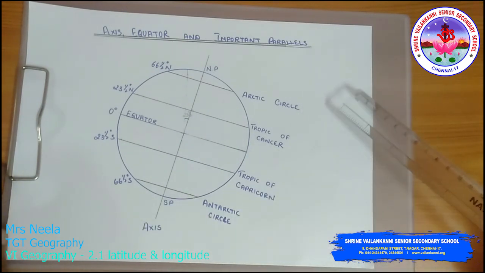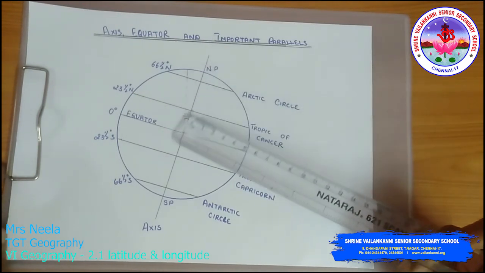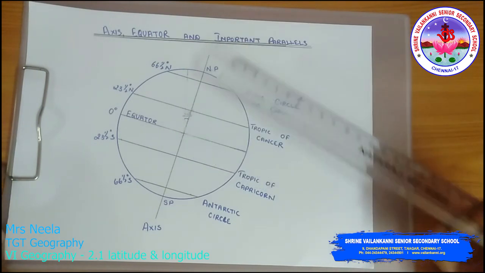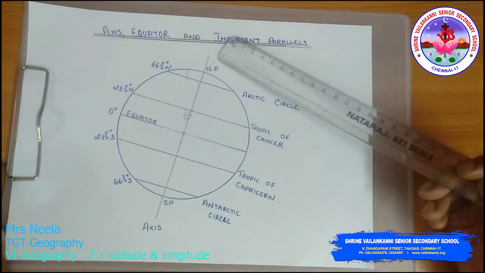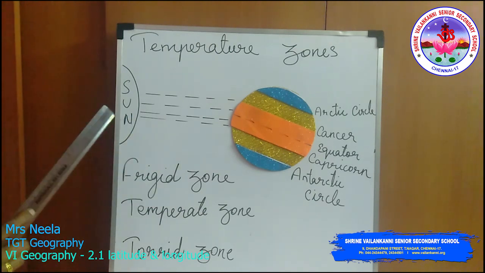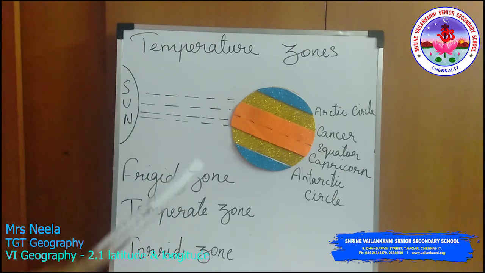So in this particular drawing, we saw how the earth is tilted vertically at an angle of 23.5 degree and how North Pole and South Pole have been marked on the axis. We saw just now the important parallels. These parallels will help us to differentiate the temperature zones. There is an unequal distribution of the solar energy or the heat on the surface of the earth.